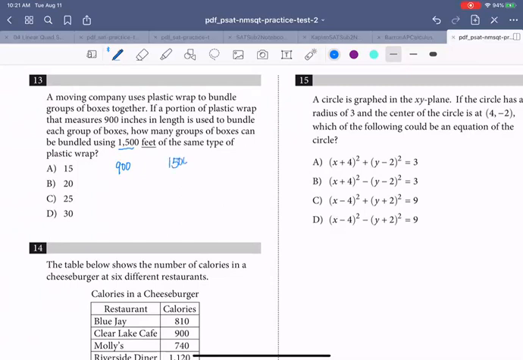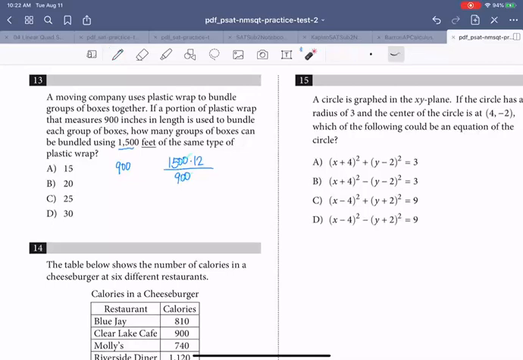One foot is how many inches? 12, right? Yes. Okay, so you want to convert this first to inches. If it's not the same unit, you want to convert to the same unit first. We don't even need a calculator.